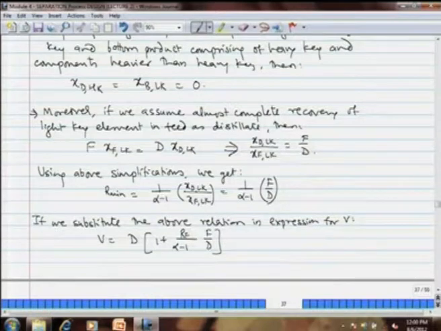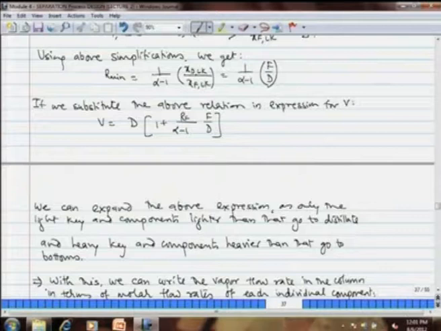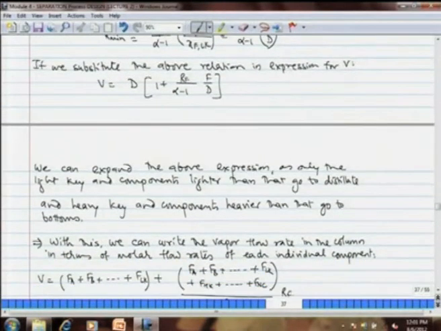We first substitute XDHK is equal to XBLK is equal to 0, and then XDLK divided by XFLK is equal to F by D, and then R minimum becomes 1 divided by alpha minus 1 into XDLK divided by XFLK, and then the same thing simplified further, R minimum is equal to 1 divided by alpha minus 1 into F by D. Okay. And then if you substitute this particular value of R minimum into the expression for vapor flow rate, then we get V is equal to D into 1 plus RF divided by alpha minus 1 into F by D.